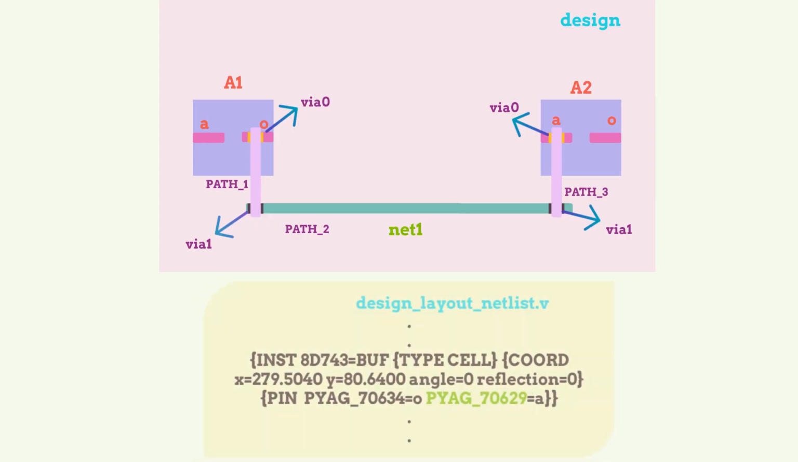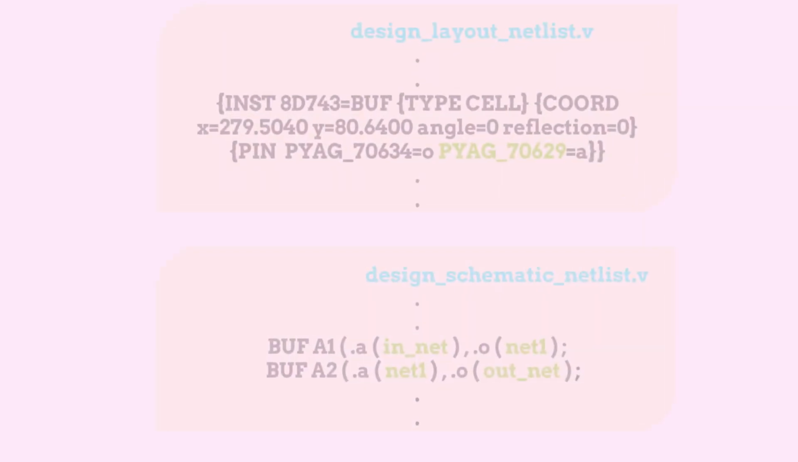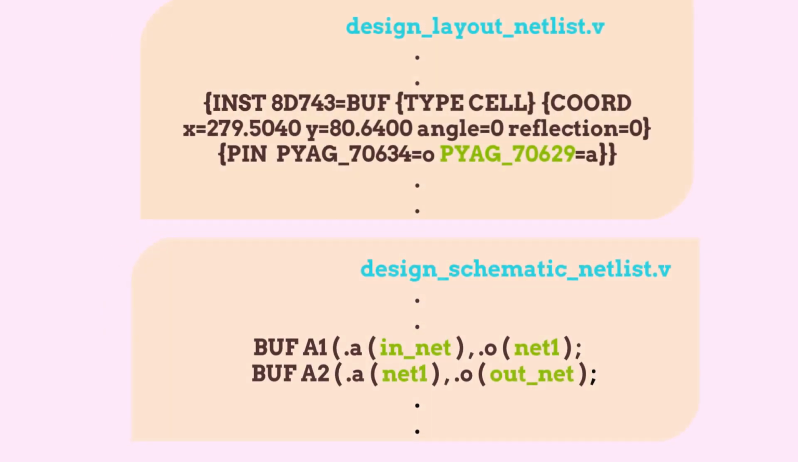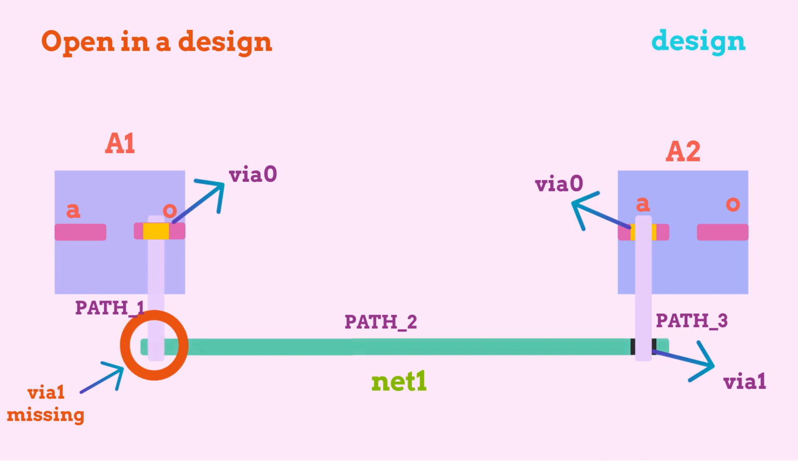Layout is written out in the form of GDS or OASIS. When GDS or OASIS is given as input to LVS, the flow extracts the layout to create a layout netlist. LVS compares schematic netlist and layout netlist to check if all the devices and nets of the schematic match the devices and nets of the layout.